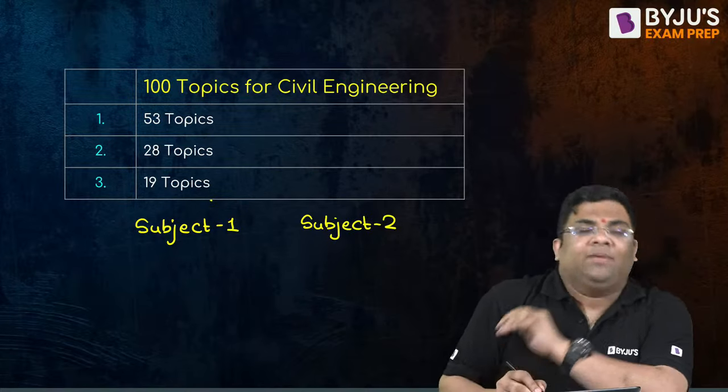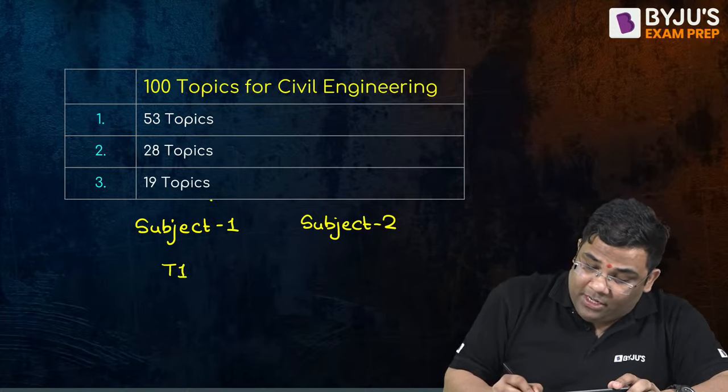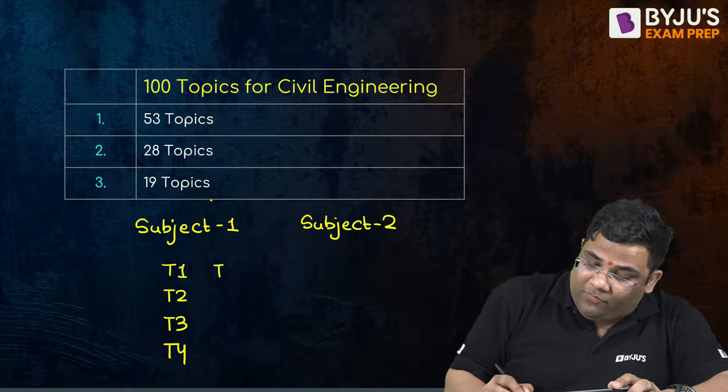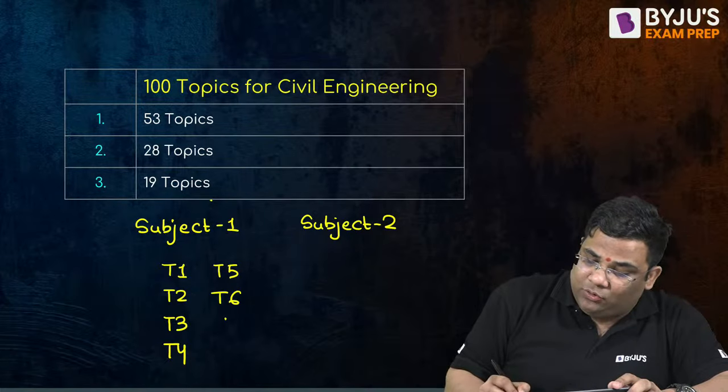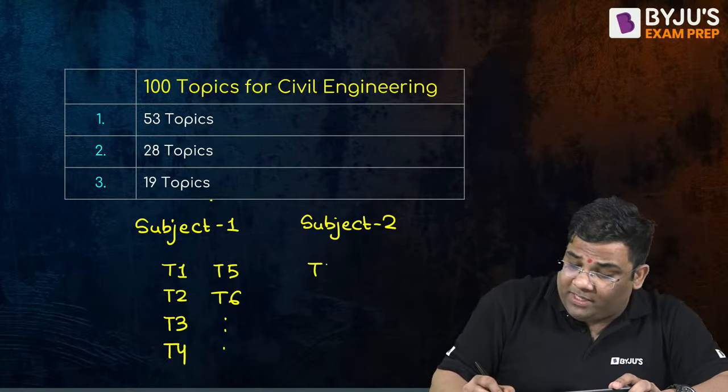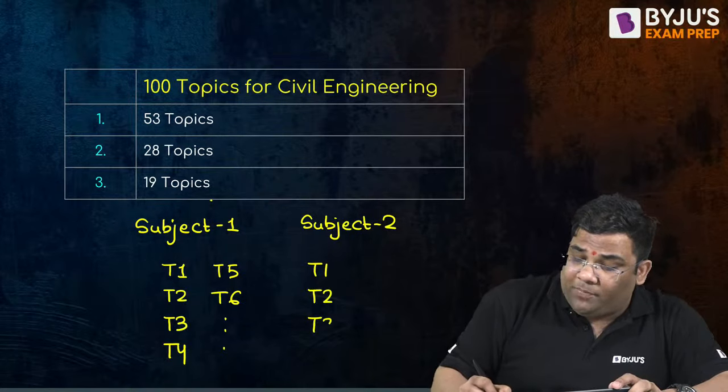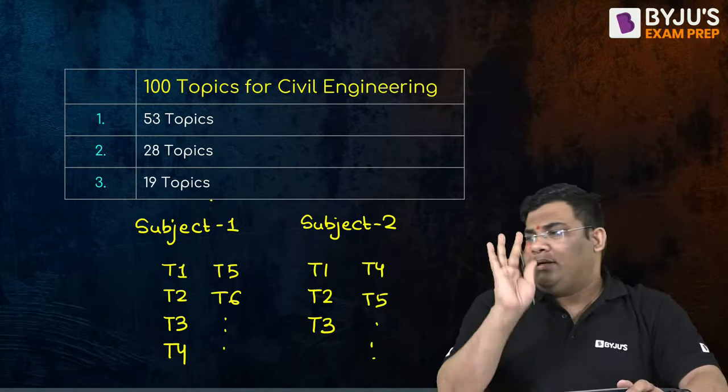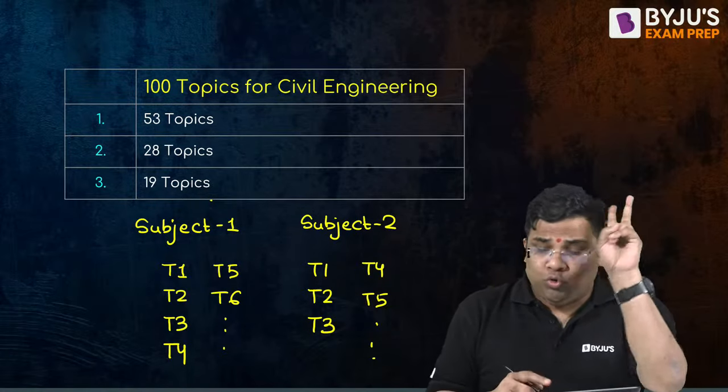There are two subjects, okay? And suppose subject one has topic number one, topic number two, topic number three, topic number four, topic number five, topic number six, and so on. And subject two has topic number one, topic number two, topic number three, topic number four, topic number five, and so on. Now tell me, I will give you two approaches.